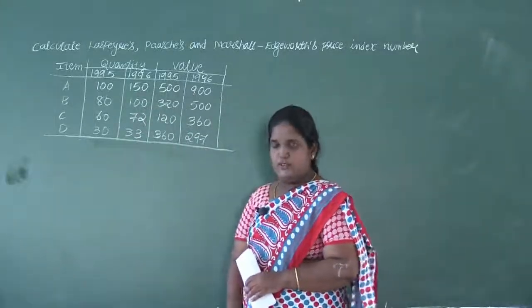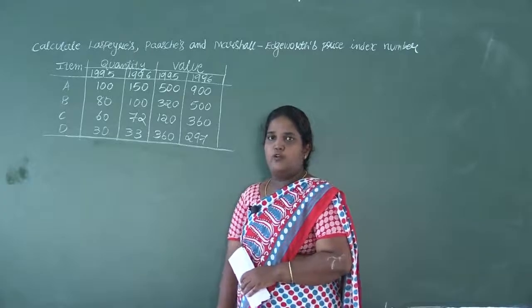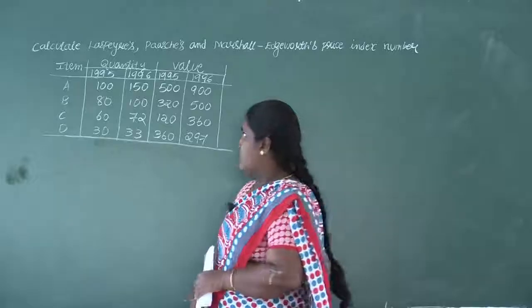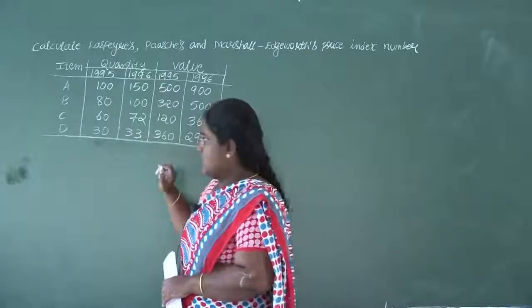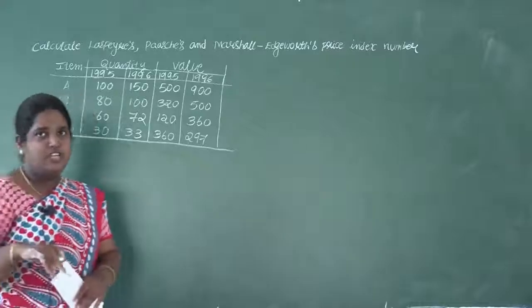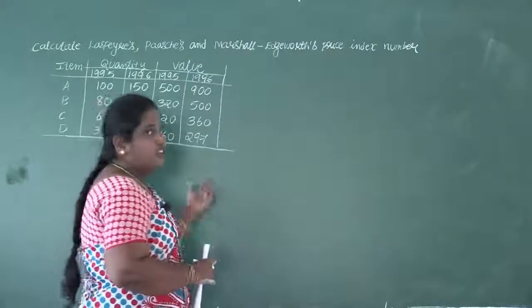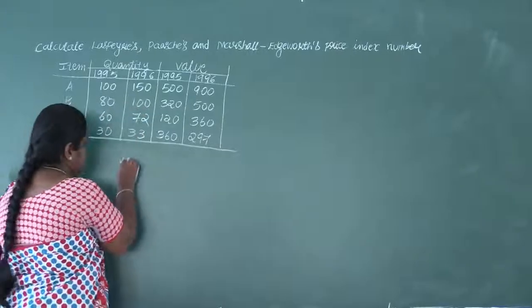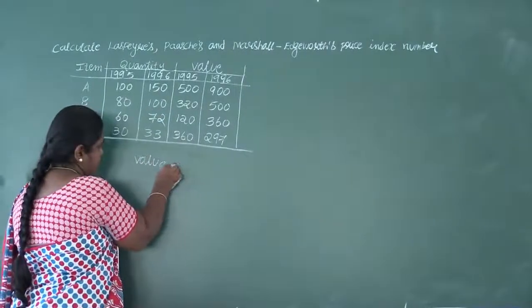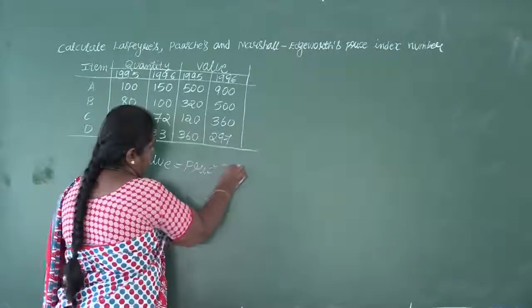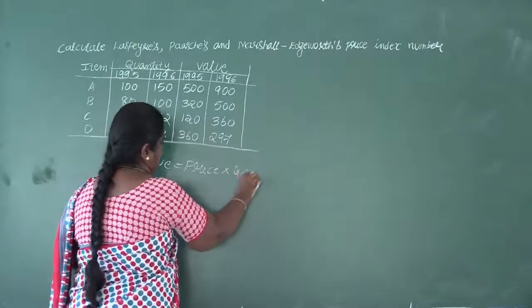So in the previous one, price and value or expenditure was given. So here I have given the quantity and value. It is similar to the previous one, but there we were finding out Q0 and Q1. Here we have to find out P0 and P1. So first, what is the formula of value? Value is denoted as price into quantity.